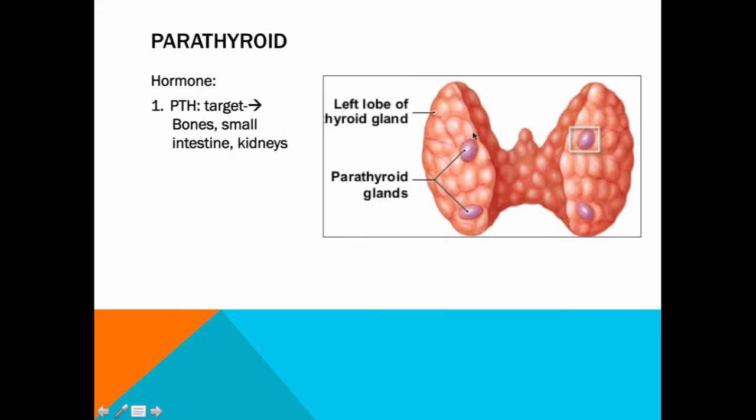The parathyroid glands, the hormone associated with the parathyroid glands is PTH, or parathyroid hormone. Its target tissues are bones, the small intestine, and then the kidneys.